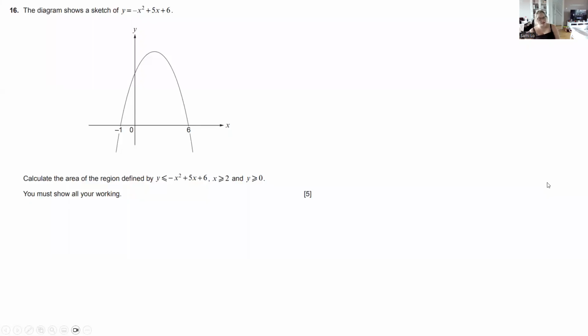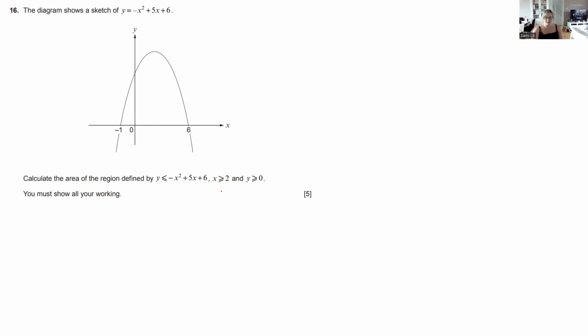So this question, we've got a diagram which shows a sketch of a graph, which is a negative x squared graph. That's why it's upside down. And it says calculate the area of the region defined by y is less than or equal to the curve that's shown, but x is greater than 2 and y is greater than 0. You must show all your workings.